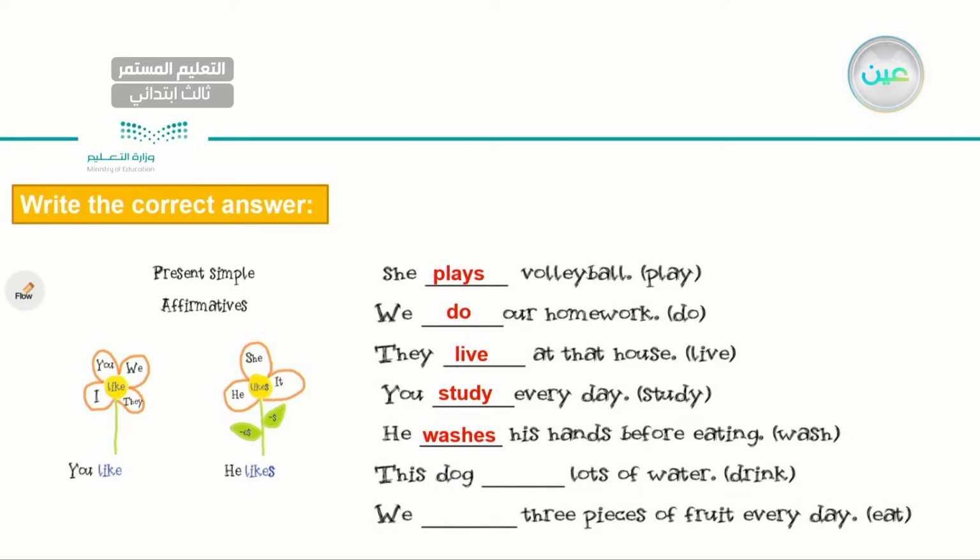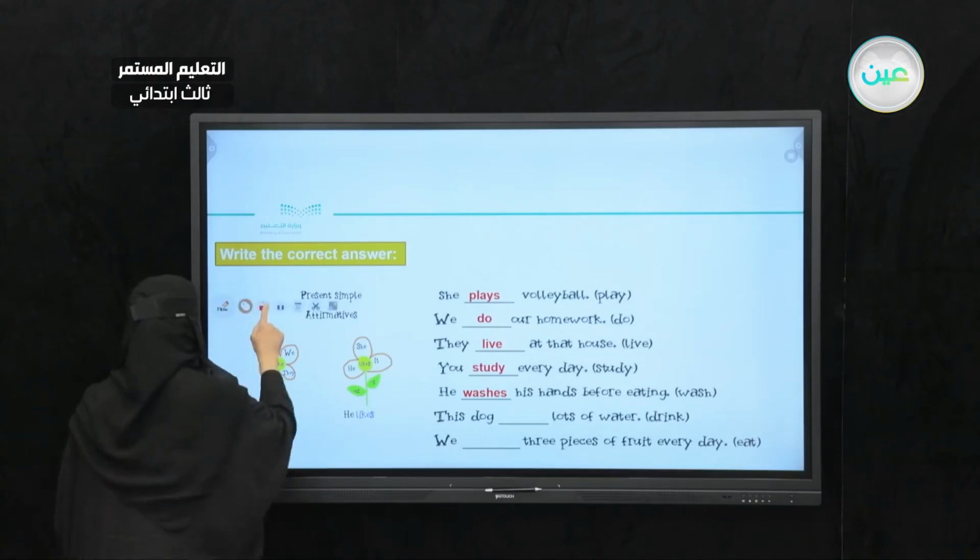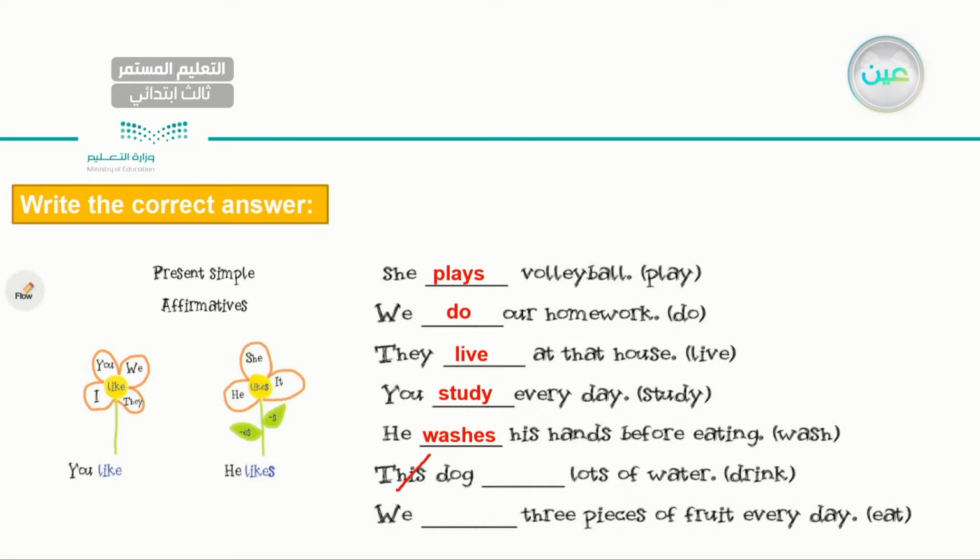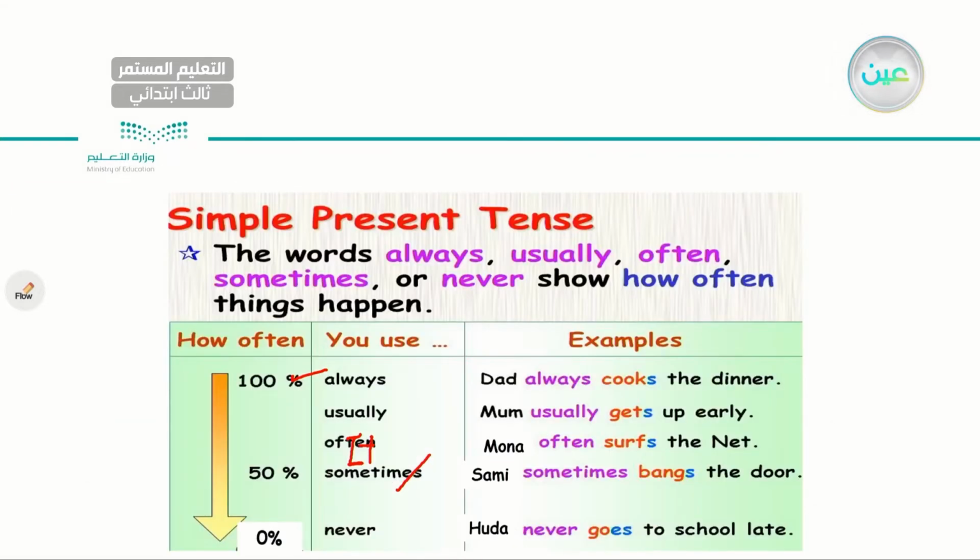This dog. I can replace this dog with the pronoun it. So for it, what do you think? This dog, lots of water. This dog drinks lots of water. Very good. And the last one, we 3 pieces of fruit every day. The verb is eat. We eat. Very good, my dear student. Excellent. Now, let's have more examples here.